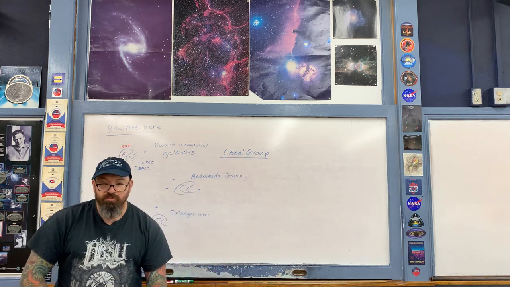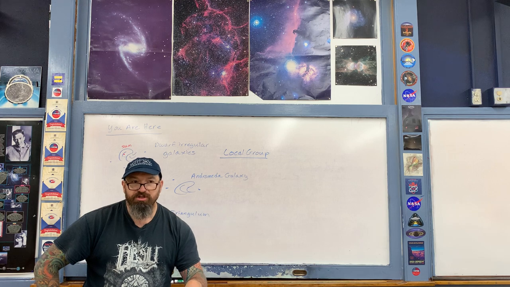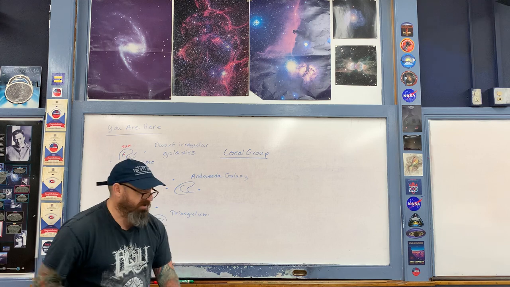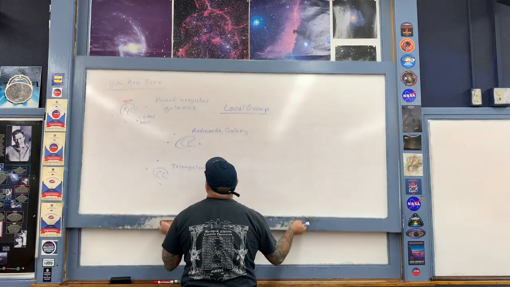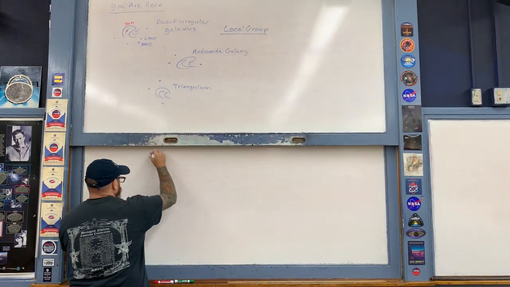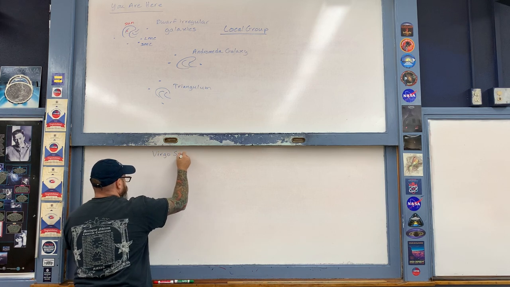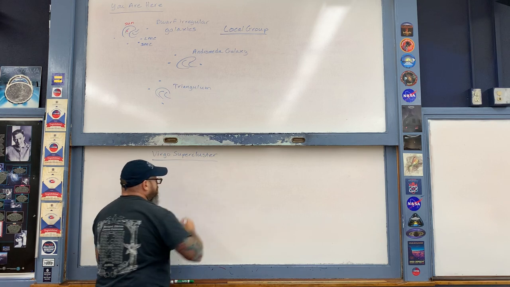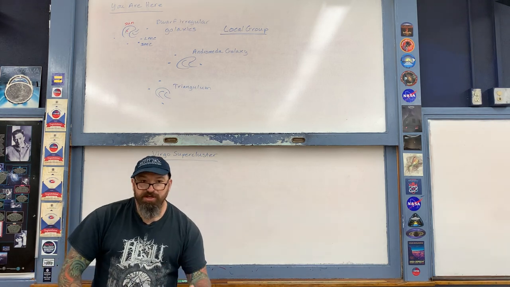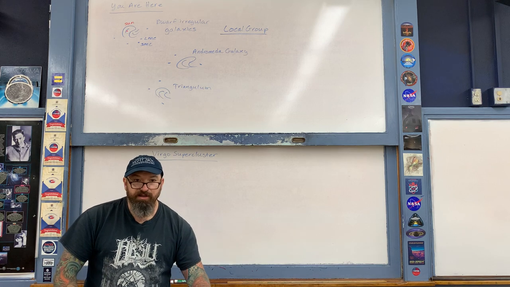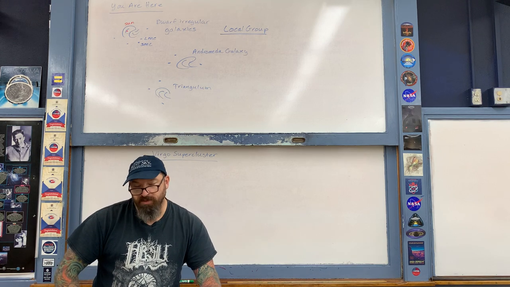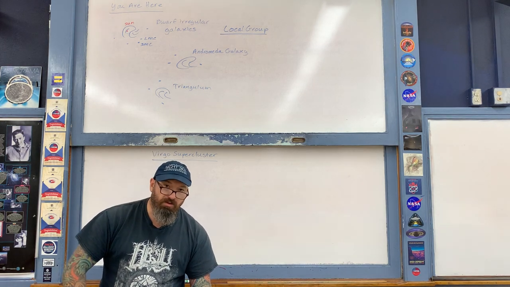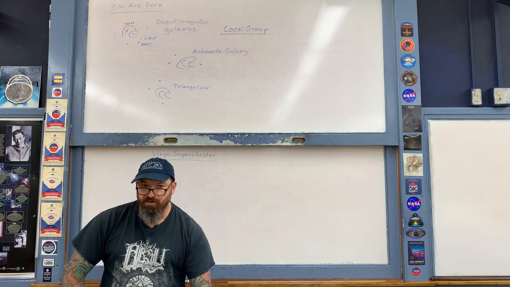Okay, now the local group, it turns out, is actually part of a much larger conglomeration of galaxies that's referred to as the Virgo supercluster. The Virgo supercluster is a collection of several thousand galaxies and is roughly in the direction of the constellation of Virgo. That's why it's referred to as the Virgo supercluster. The Milky Way and the local group as a whole is kind of on the outskirts of the Virgo supercluster.